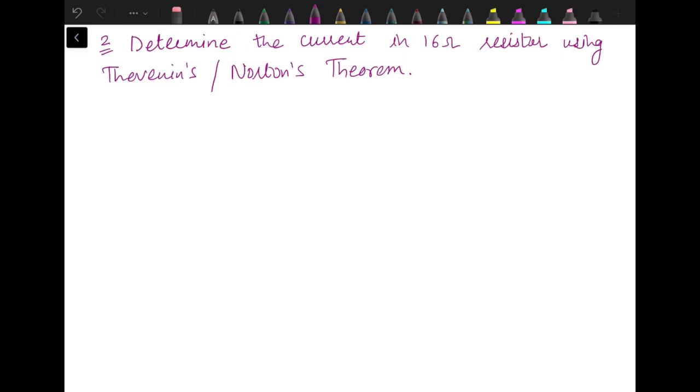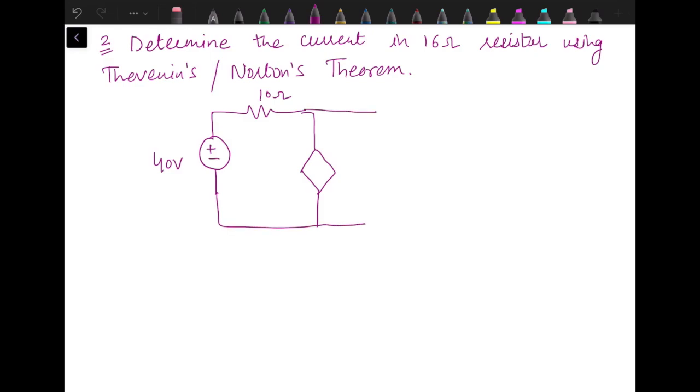Once we have the value of open circuit voltage and short circuit current, we can draw both the equivalents. There is no issue. Now the circuit for this problem is: we have a 40-volt source in series with 10 ohm resistance, and in this branch we have a dependent source 0.8 Ix, 6 ohm resistance, then 16 ohm. Current through the 16 ohm resistance is Ix.